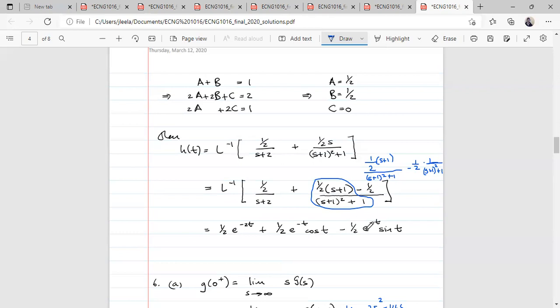And then the next part here will be a half e to the minus t, the same shift again, minus 1, but this would be the Laplace inverse of 1 over s squared plus 1, which is sine t. So hence the result here, right? Any questions on that so far? Okay. All right.